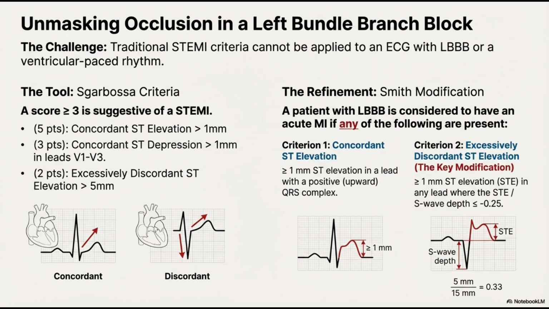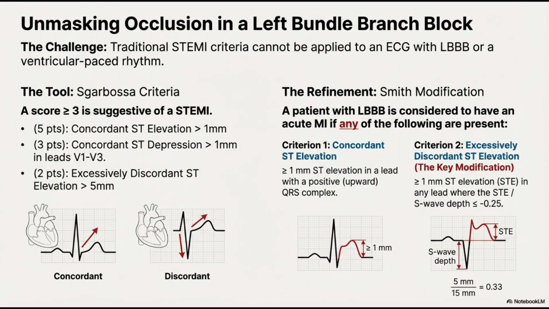It did. The Smith modification is a game changer because it uses proportionality. It says a patient with LBBB has an acute MI if any of 3 conditions are met. Criterion 1 is the same, highest yield. 1 millimeter of ST elevation that is concordant with a positive QRS. So the modification comes in with the discordant elevation rule. Exactly. The old rule relied on an absolute height, 5 millimeters. The Smith modification realized that in a patient with a very wide, deep QRS, which is common in LBBB, 5 millimeters might actually be a normal, expected amount of discordance.